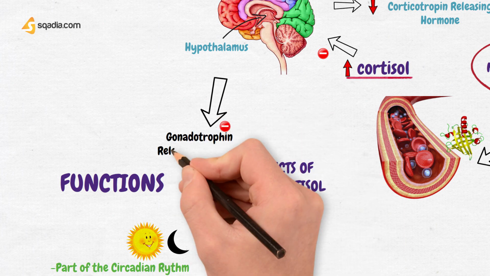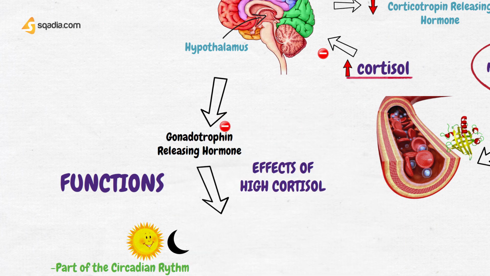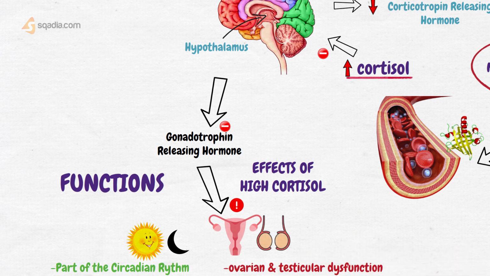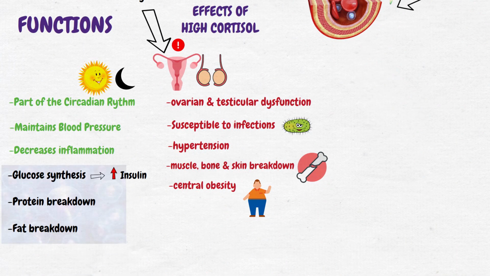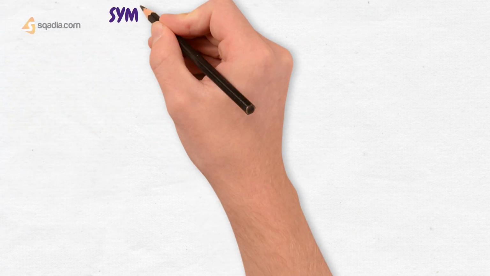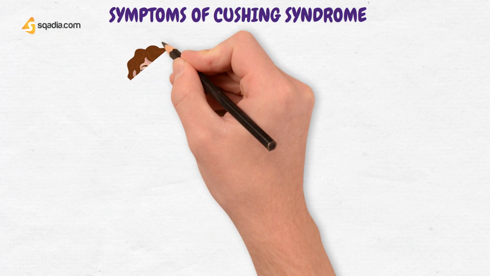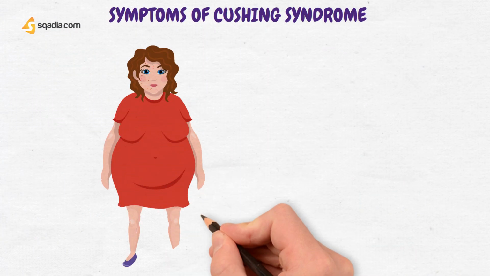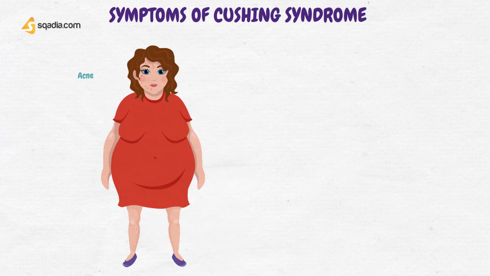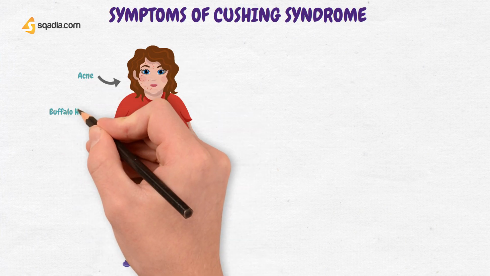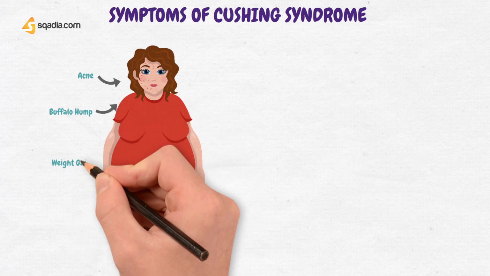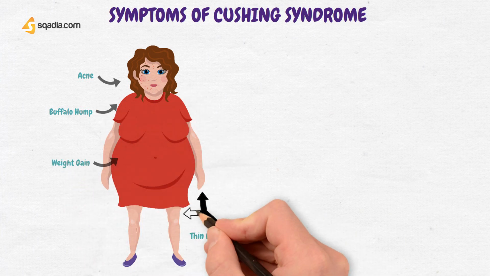High cortisol levels also inhibit the release of gonadotropin-releasing hormone from the hypothalamus, affecting ovarian and testicular function. What are the symptoms of Cushing syndrome? Mentioning only the important ones. There is acne, buffalo hump, weight gain, thin extremities, and slow wound healing.